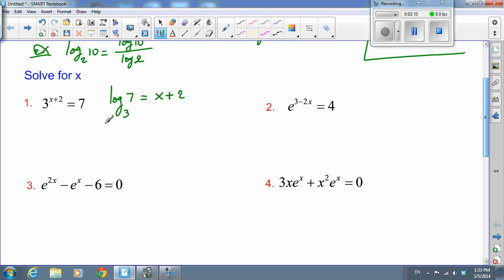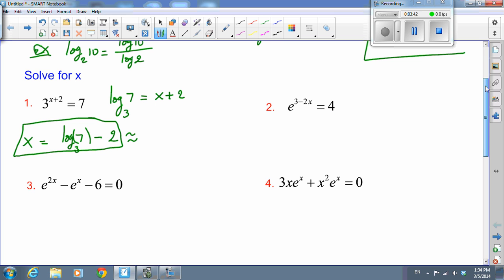Now I can solve for x by saying, well, x is equal to log base 3 of 7 minus 2. Note that 7 is the only one that is being affected by the log. Or to make it easier, you can put negative 2 plus log base 3 of 7. Same thing, different order. From here, you will use your calculator to approximate it. But my goal is just to find the exact value right now.